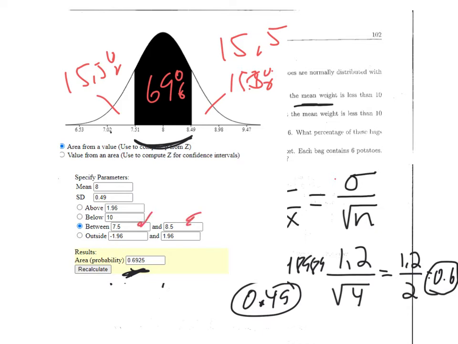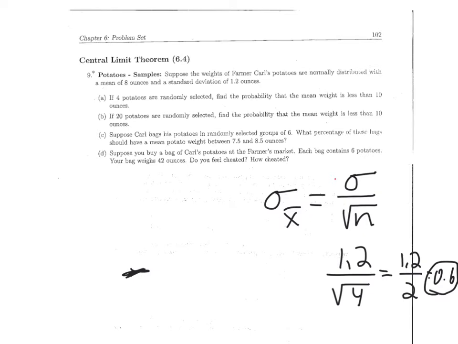Okay. Now, how about this last one? Let's see, what does it say? It says, suppose you buy a bag of Carl's potatoes at the farmer's market, and each bag contains 6 potatoes, and your bag weighs 42 ounces.